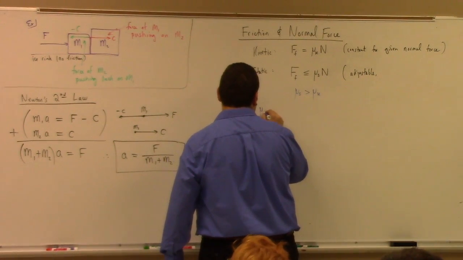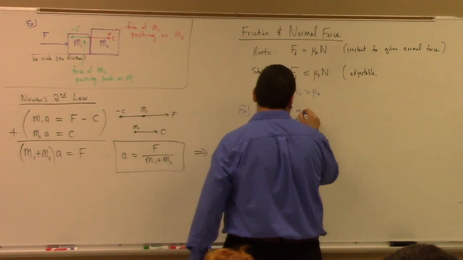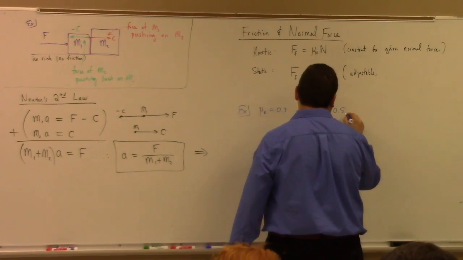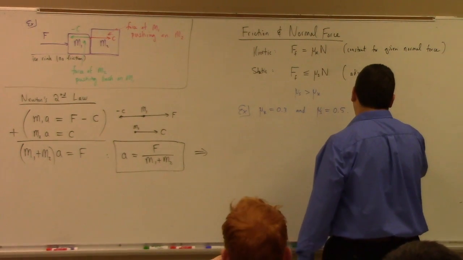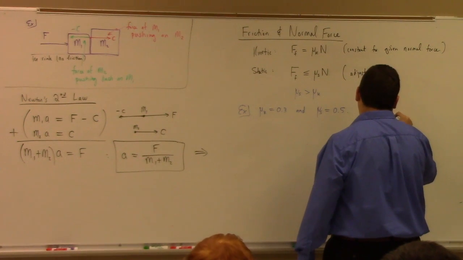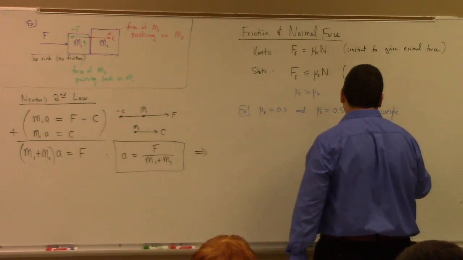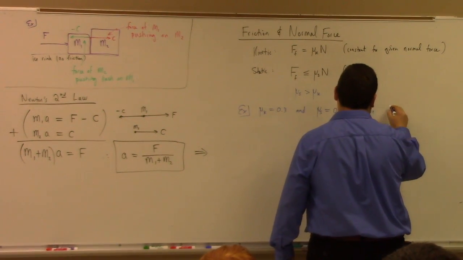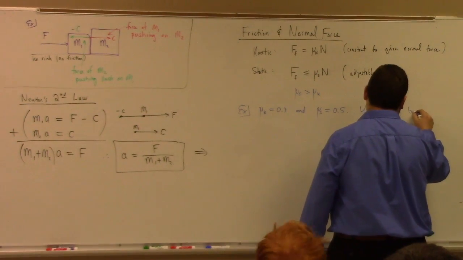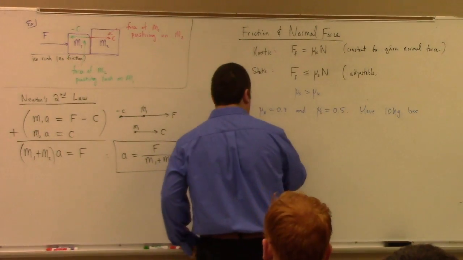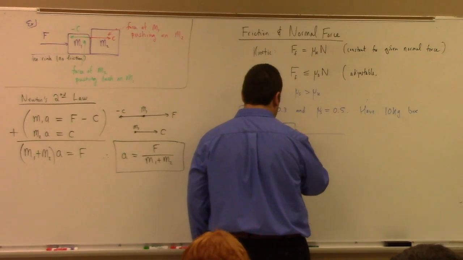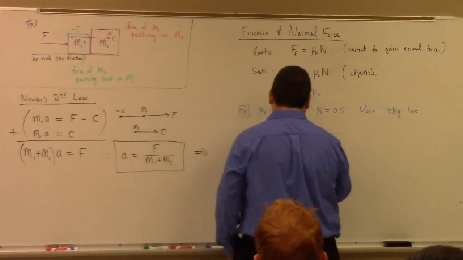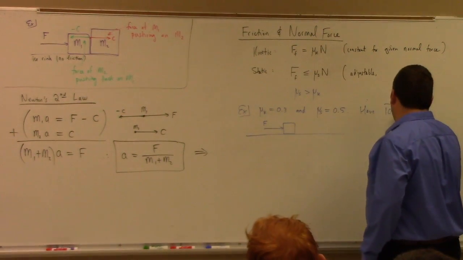So suppose that mu sub k is equal to 0.3 and the coefficient of static friction is 0.5, right? You've got a box, let's say that you have a 10 kilogram box. All right, so here's the picture. And I'm going to put a force on that box, all right? Like this. So here's my M.